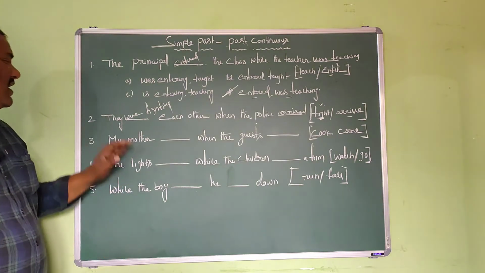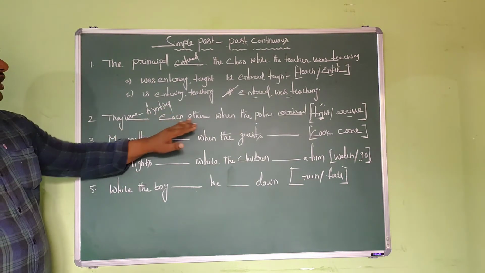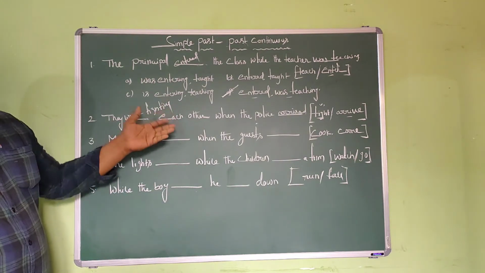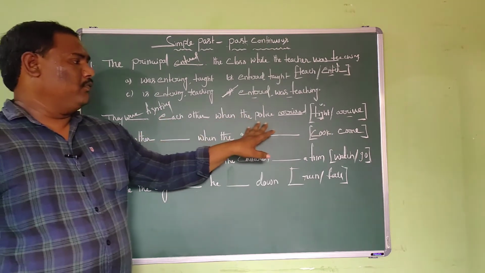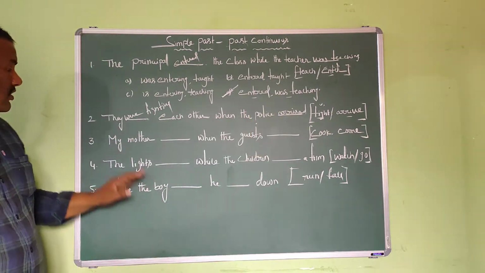So the correct answer is they were fighting each other. They were fighting with each other when the police arrived. We shall go to the third question.